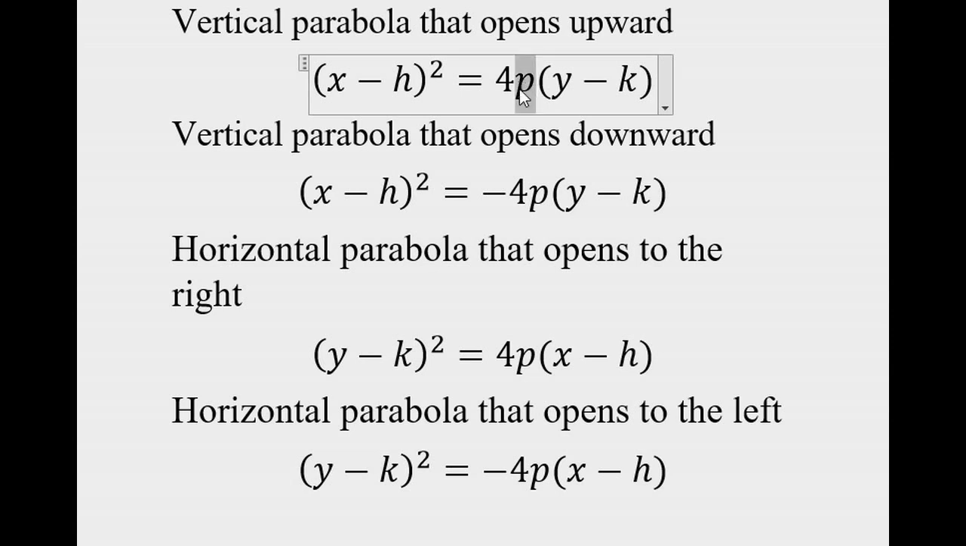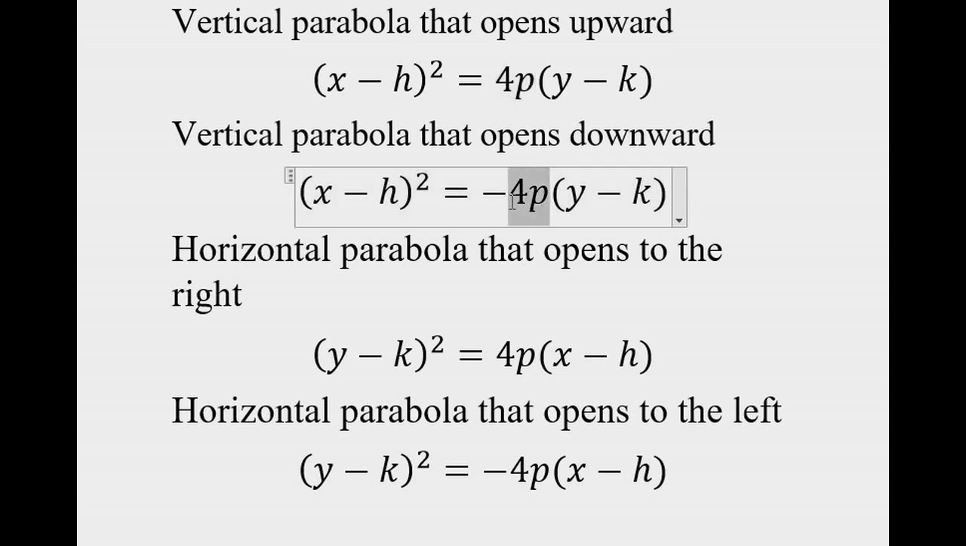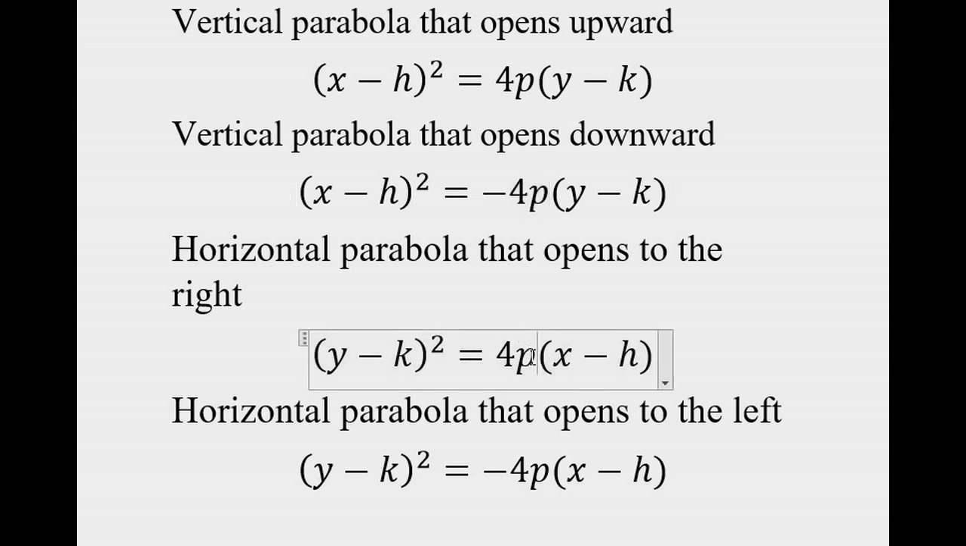P is always positive because it is the distance. P is the distance between the vertex and the focus, and P is also equal to the distance between the vertex and the directrix. We know that y is the vertical axis, and so if the coefficient of y is positive, then it is a vertical parabola that opens upward because upward direction is the positive direction for the y axis. If the coefficient of y is negative, then it is a vertical parabola that opens downward because the downward direction is negative y direction.